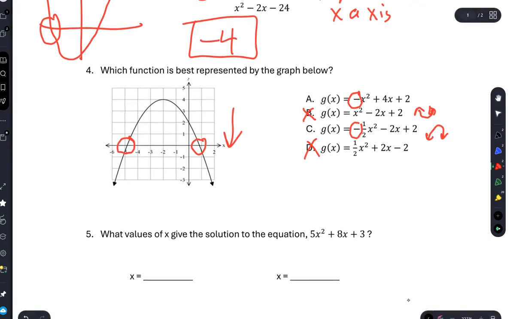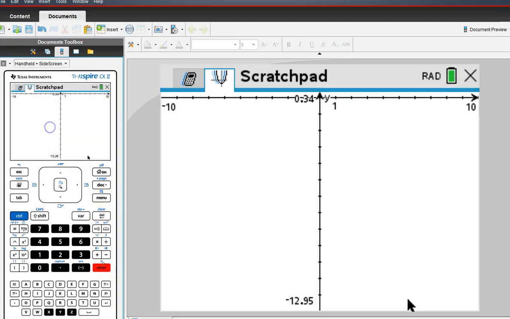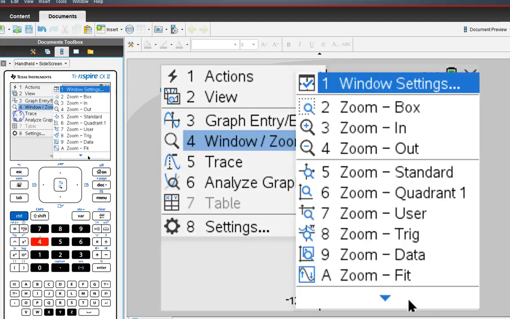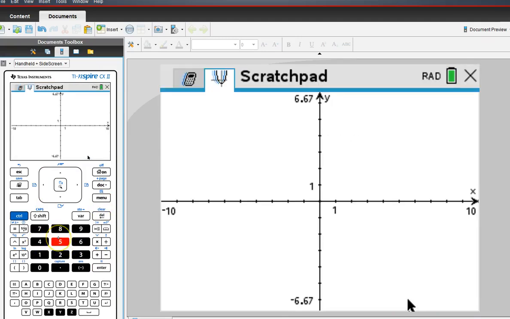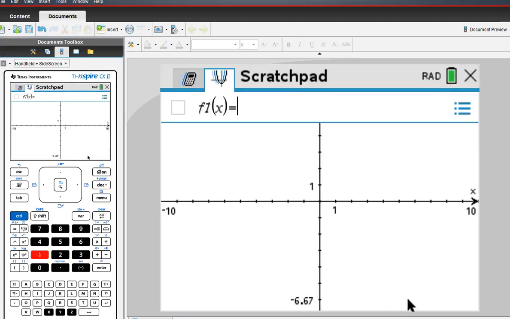So I'm going to go to my calculator. I'm going to hit delete, delete, delete. And then I'm going to make my window back to normal. So menu, window, and then standard is 5. And now my window's back to normal. Menu 3, 1, or tab to graph.